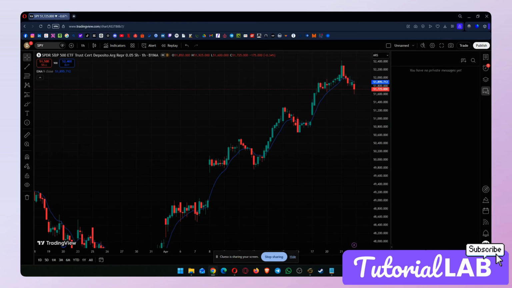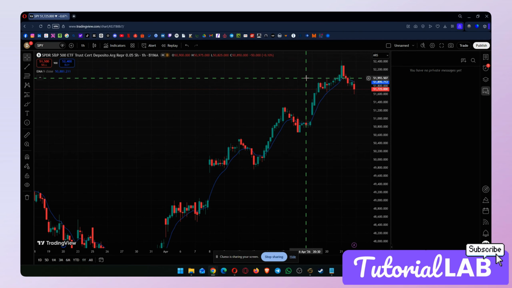Hi everyone. In today's tutorial, we will show you how to trade Bitcoin directly in Tradingview. This is useful because it lets us analyze the market and place trades through supported brokers, all without switching platforms.